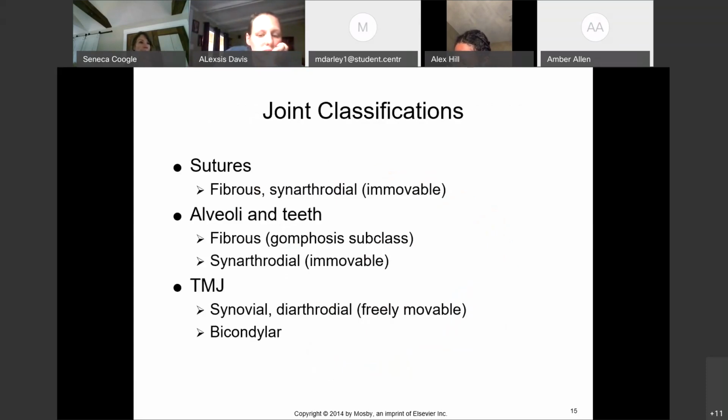All right, I'm going to skip over the mandible. Those are the next couple in the slideshow that is posted on Blackboard. So I have gone directly to joint classifications. Don't forget about those mandible slides. I will come back to those when we go over mandible.